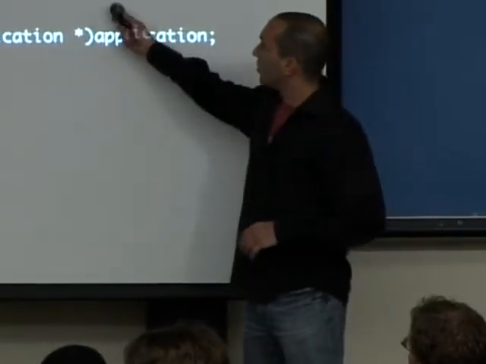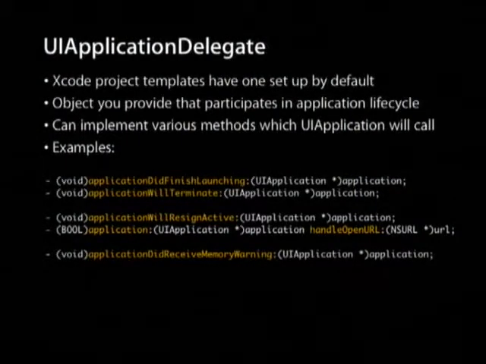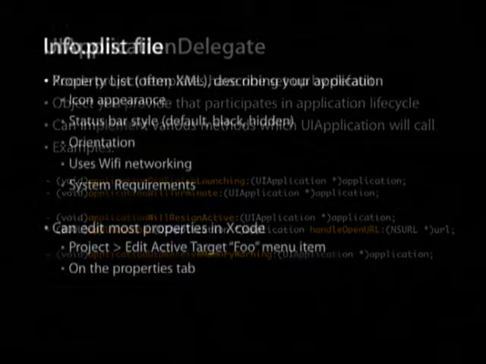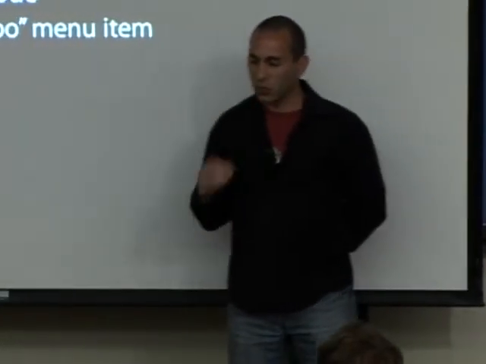This is also another interesting one, handle open URL. Just as a note, you can register yourself with the system and say that your application responds to certain URLs. So when the system gets a URL, it'll call you and say, hey, somebody called you with your application slash this database entry slash this, and then you can do the right thing, open to it, etc. So that's the application delegate.